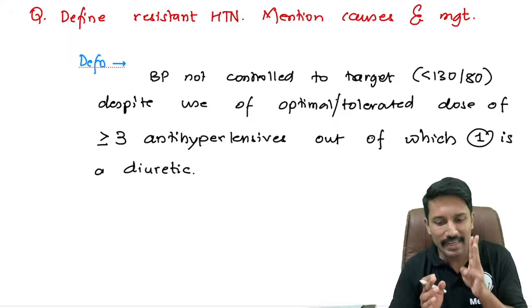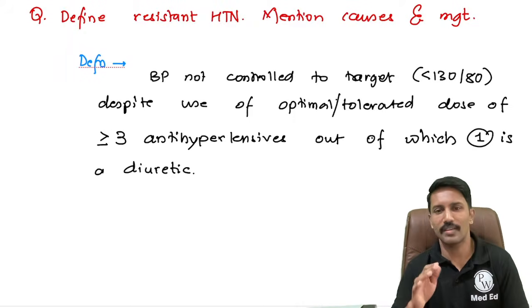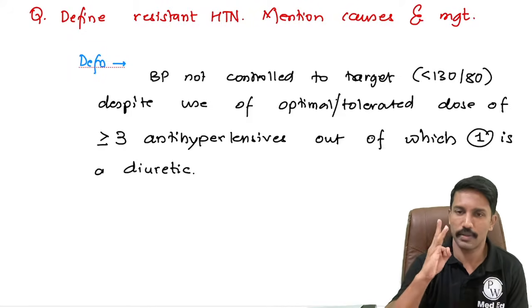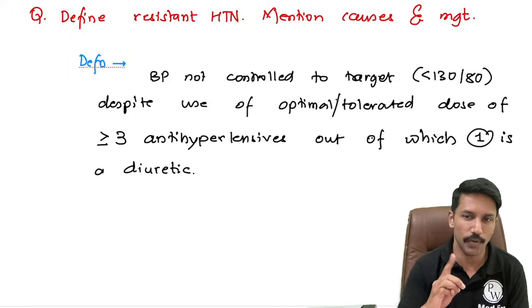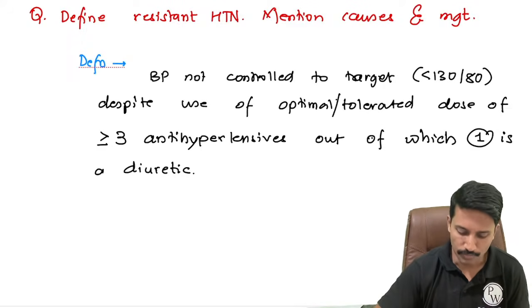Means we are using at least 3 drugs for the patient at ideal dose, or at least the dose that patient is able to tolerate without side effects. At that dose, we are using 3 agents. Out of that, one is a diuretic. Still, BP is not controlled. We call it resistant hypertension.